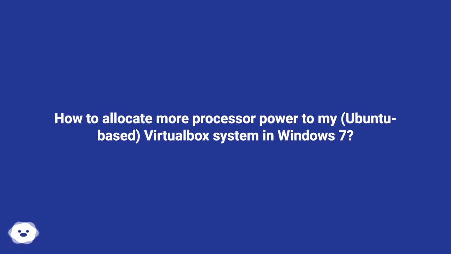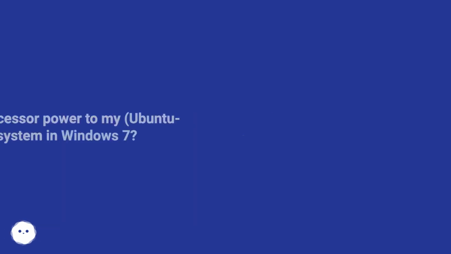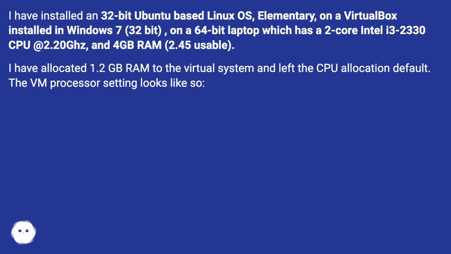How to allocate more processor power to my Ubuntu-based VirtualBox system in Windows 7. I have installed a 32-bit Ubuntu-based Linux OS, Elementary, on a VirtualBox installed in Windows 7 32-bit on a 64-bit laptop which has a 2-core Intel i3-2330 CPU at 2.20 GHz and 4 GB RAM, 2.45 usable. I have allocated 1.2 GB RAM to the virtual system and left the CPU allocation default.